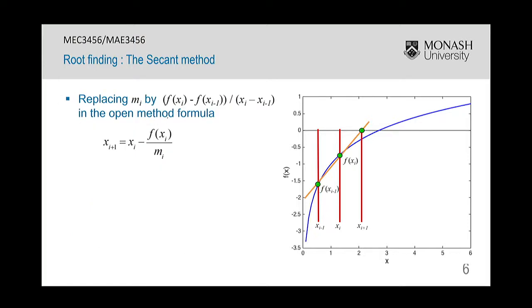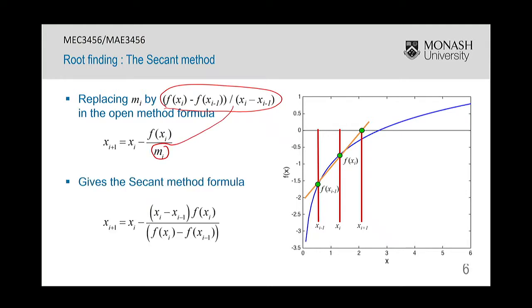So this is our approximate slope formula here. We replace that in our generic formula, and this gives the secant method formula that looks like this. Again, I don't expect you to remember this. This formula will be on the formula sheet in an exam if you should need it. However, you should know how to derive this.